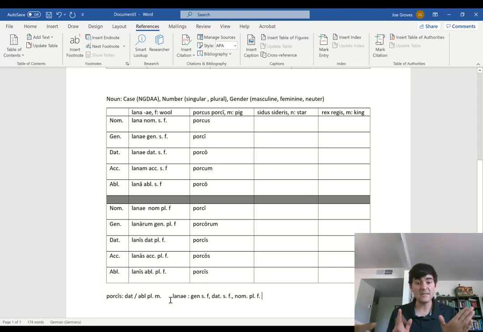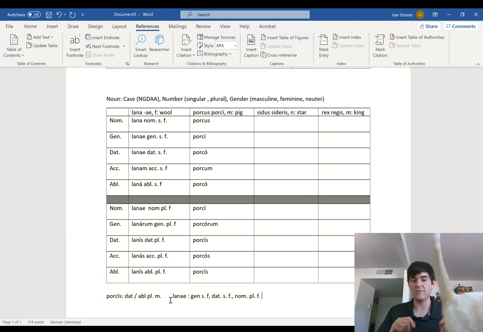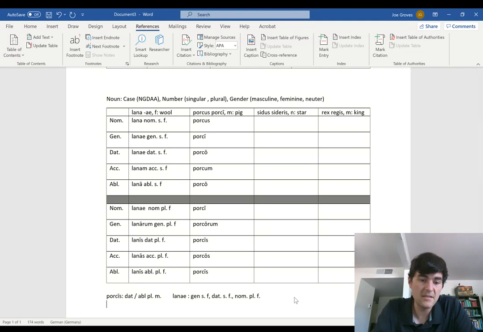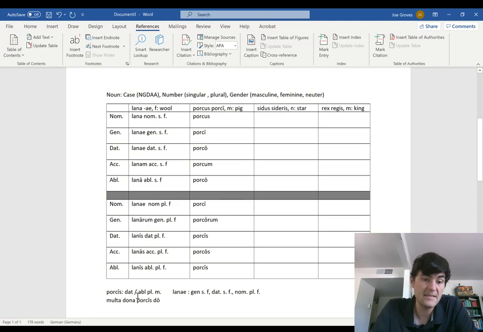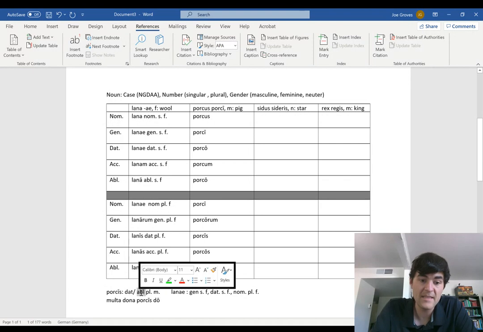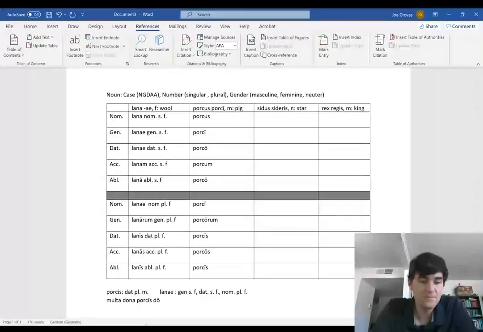Now, if it happens to be in a sentence, though, then you can narrow it down, right? If I say, oh, I'm giving things to the pigs, like multa dona porcis do, I give many gifts to the pigs, only one of those options is going to actually make sense here. That would let you select dative. So you would say, okay, I'm giving them to the pigs. The ablative is what you don't have here. So then you could tell, oh, this has to be dative plural masculine.